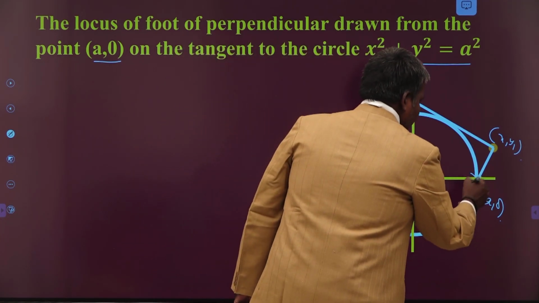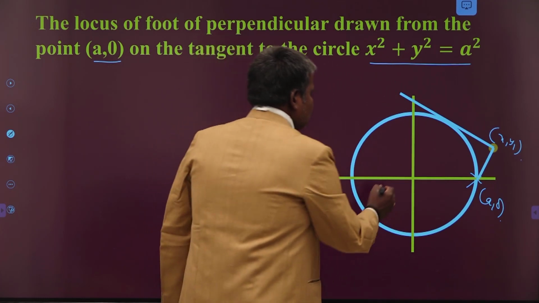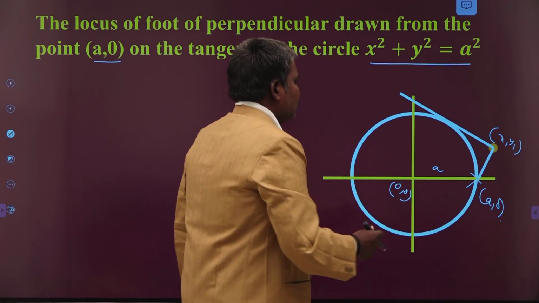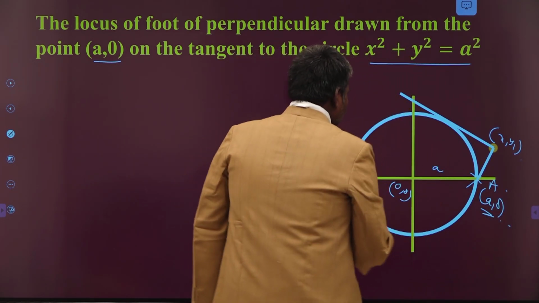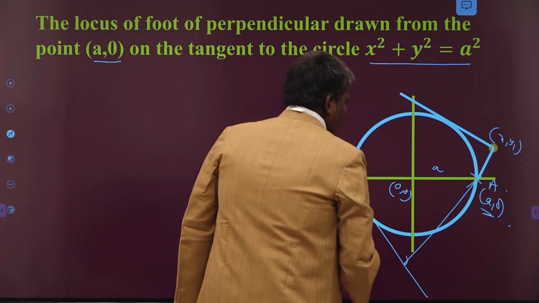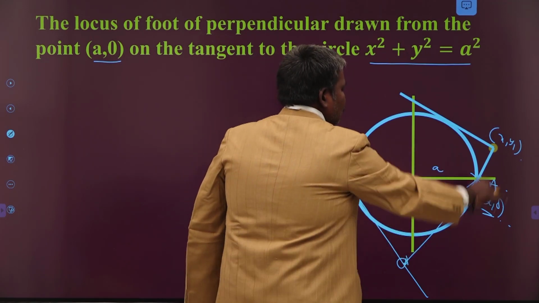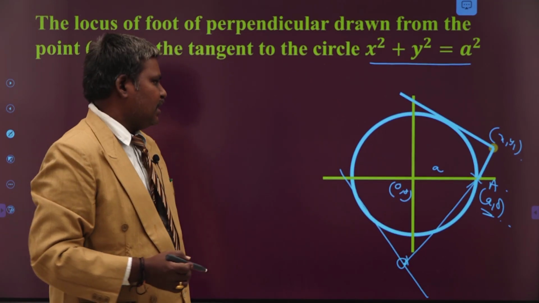One extremity of the diameter, that is on the x-axis. This is the point (a, 0) because the center is (0, 0). What is the radius? A units. So what are the coordinates of this fixed point? (a, 0). So if you take the tangent here itself, you can draw the foot of perpendicular drawn from (a, 0) to here. So this is another point on your locus. You collect all such points, you get some locus, you are going to find out here.